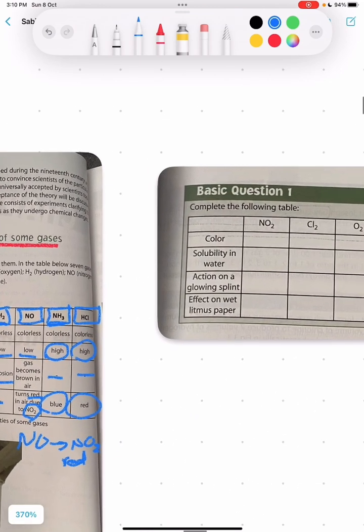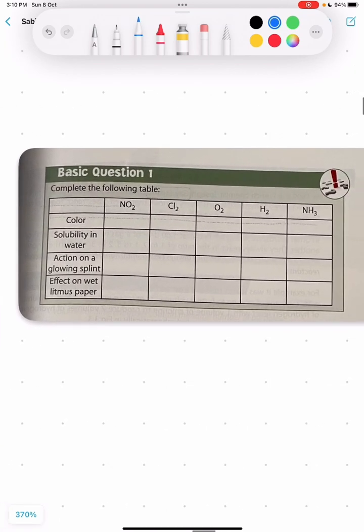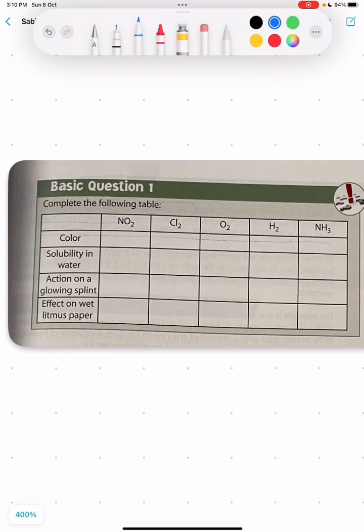Let's go to the basic question and we're done for this section. So basic question, let's solve it. Try to solve it after you memorize it. So NO2, first let's start with the color. The color of NO2 is reddish brown. For chlorine, yellow to green. And the rest, all of them are colorless.